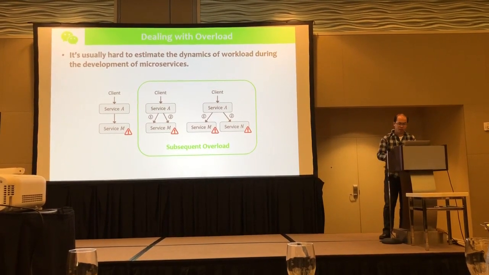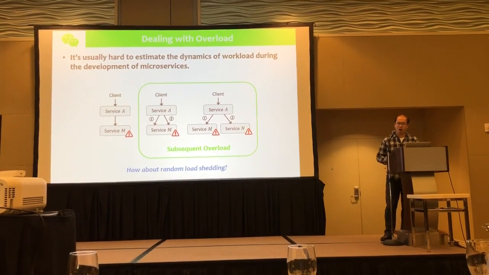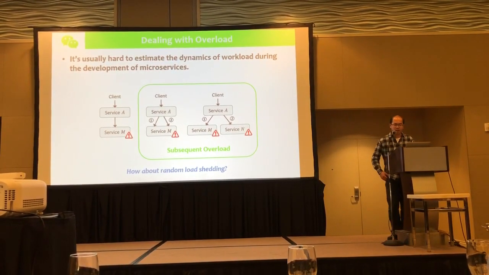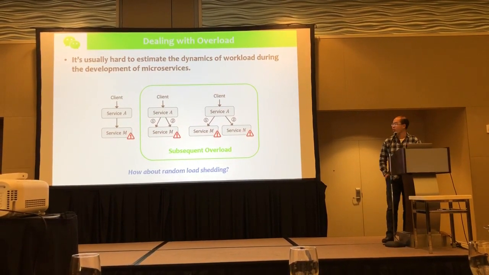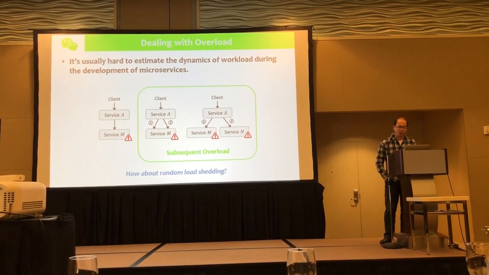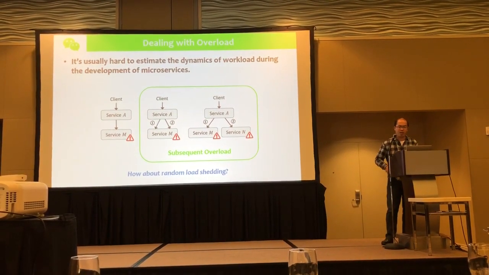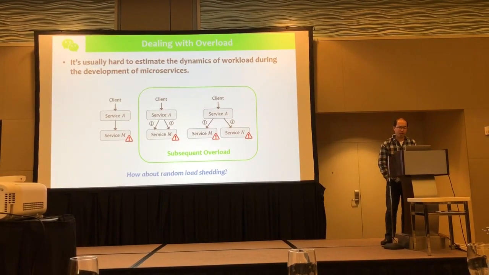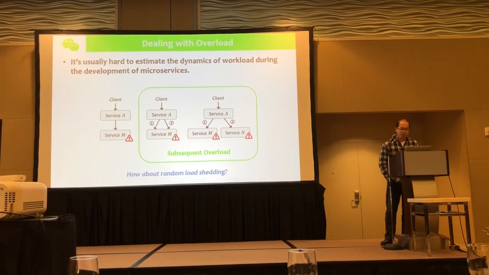For overload control, one naive approach is random load shedding. Is random shedding helpful? For the simple overload scenario, random load shedding is useful because it guarantees a uniform distribution for load shedding. But for subsequent overload, the answer is no.